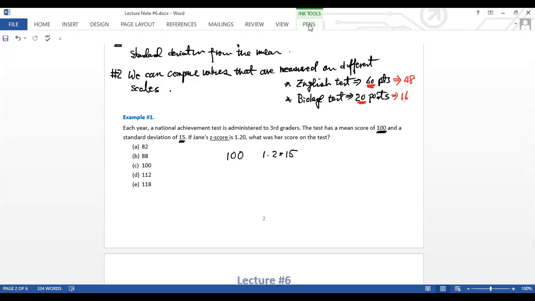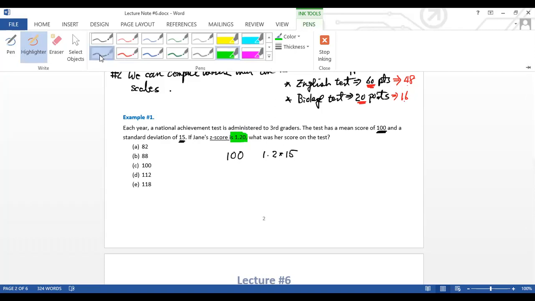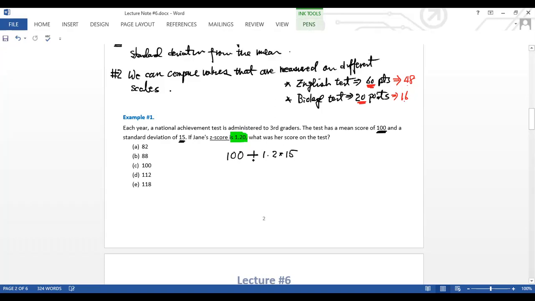And because Jenny's Z-score is positive, I know I'm above the mean, so I'm adding here. So this will be 100 plus 1.2 times 15, which is 18. So this is 118, that's the answer here. That's what we talk about with the Z-score, right? The Z-score is how many standard deviations away from the mean.